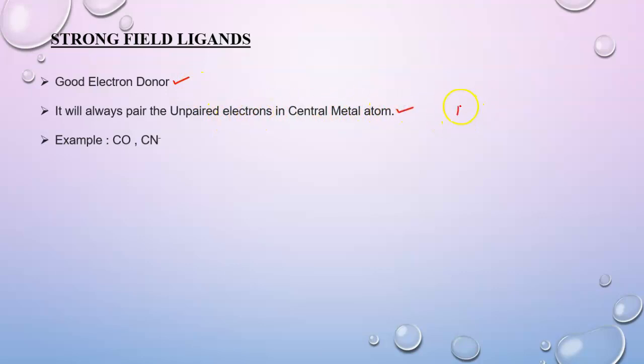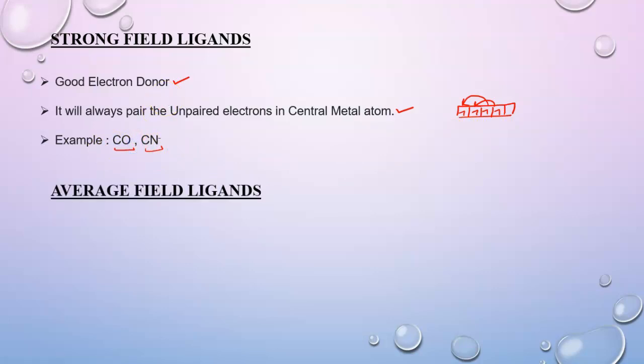By that, what I mean is, for example, this is the d orbital of your metal, and it is having 4 unpaired electrons. What will a strong ligand like cyanide do? It will pair these two electrons like that, and it will result in the pairing of unpaired electrons. Correct. So this is about your strong field ligand.